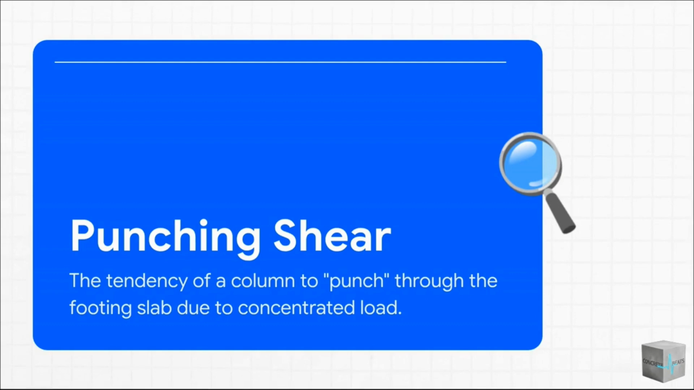Before we even touch a calculator, let's get a mental picture of what's happening. Imagine the column's concentrated load pushing straight down, hard. At the same time, the soil is pushing up all around it. If that concrete footing isn't thick or strong enough, the column could literally punch a hole right through it. Our job is to make sure that never, ever happens.